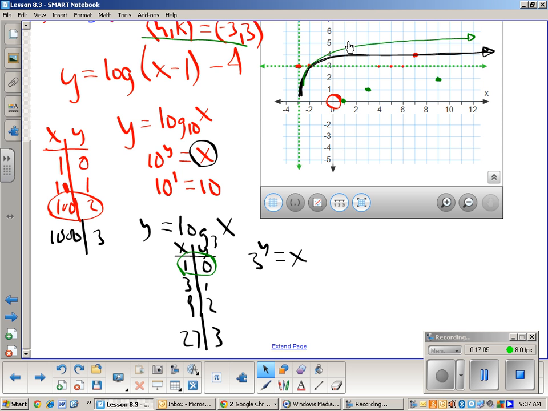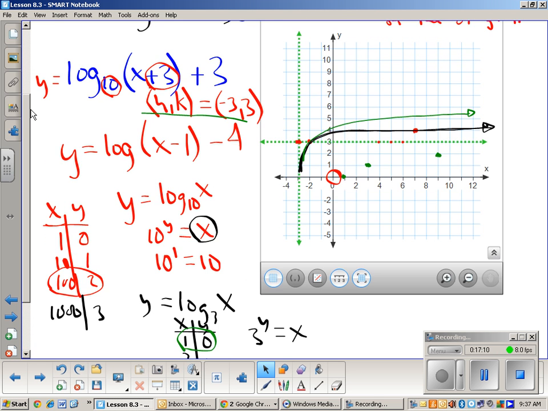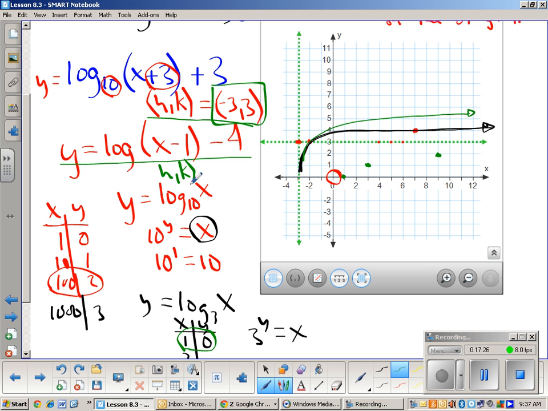Okay? So the easiest way to graph these is to look at a little chart without all this other stuff in it. Okay? And then we're going to move each of those points, in this case, 3 units left and 3 units up. So what's my translation in this graph? What's my HK values in this second graph here? 1, negative 4, good.